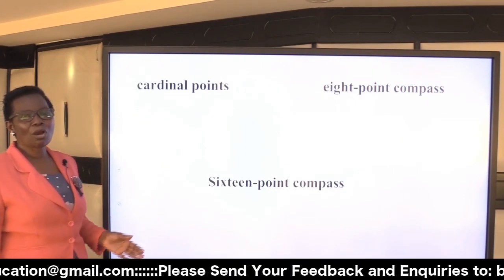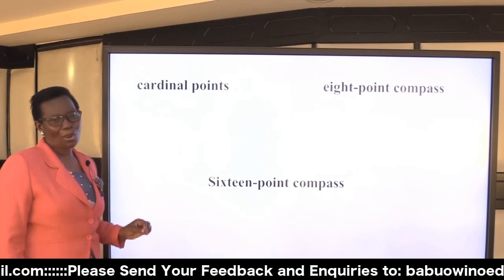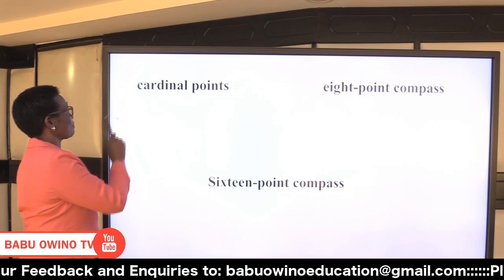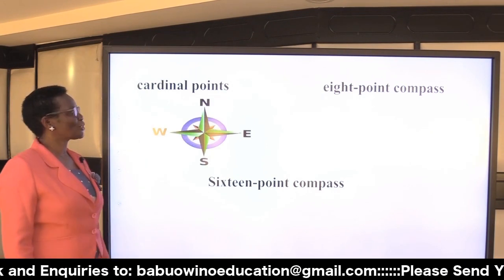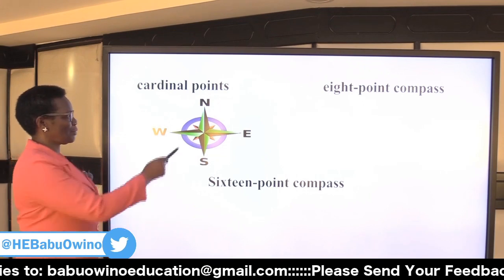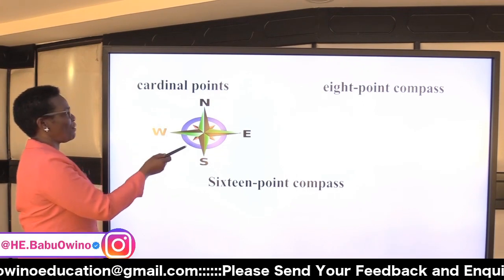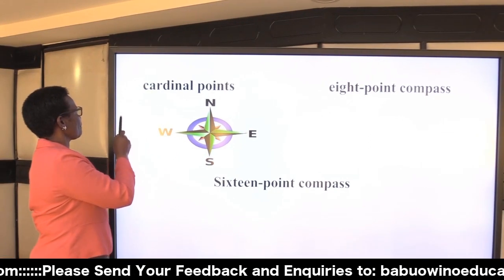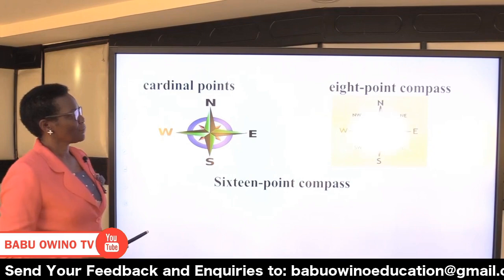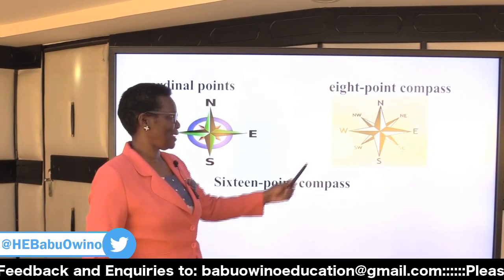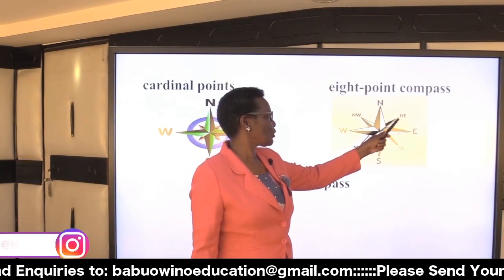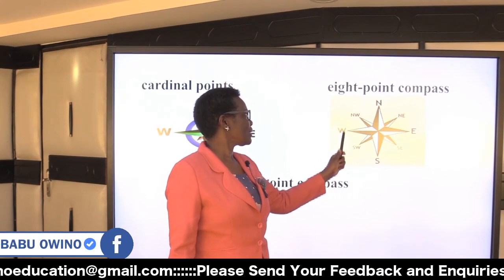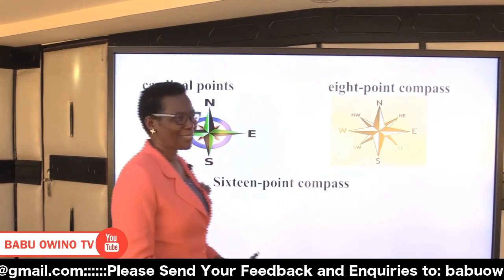Now, we want to see all those compass points. They are different, but you will be able to see them. That one is called the cardinal points. They are four: north, east, south, west. We have the 8-point compass. Again, I repeat: north, northeast, east, southeast, south, southwest, west, northwest. Then we get back to north.